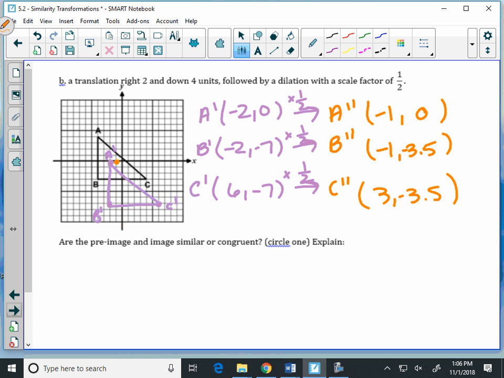So we have -1, 0. When you have a decimal, -1, -3.5, just estimate. So we're going to go to -3 and just go about halfway between -3 and -4. Just estimate. It's okay if it's a teensy bit closer to one or the other. And then 3, -3.5. A double prime, B double prime, and C double prime.